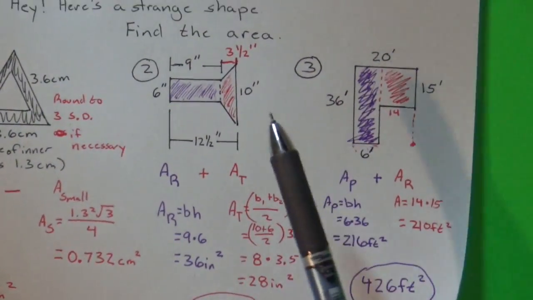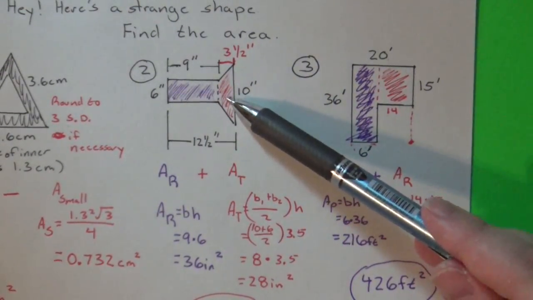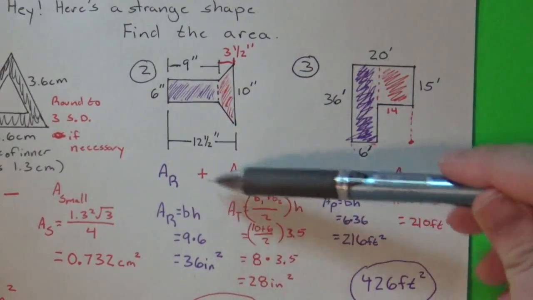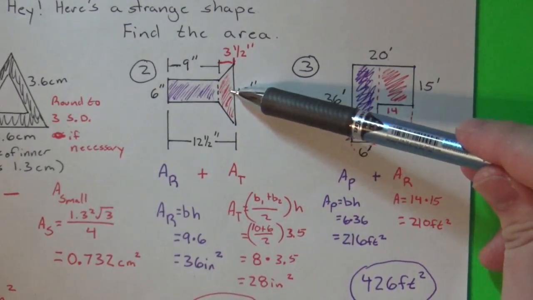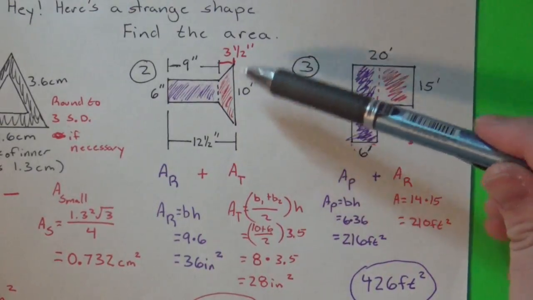Here's another one we talked about in class. It has two shapes. The purple was a rectangle. The red was a trapezoid. We find the area of each before we start trying. Let me rephrase. When we know both of these shapes, we're going to add them. All right, so let's look at some measurements first.